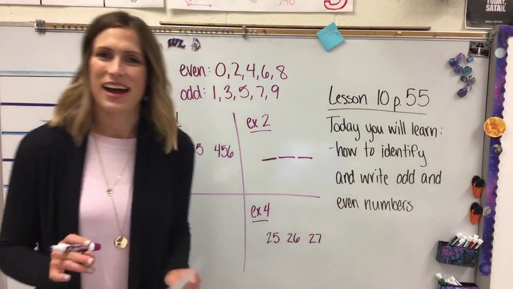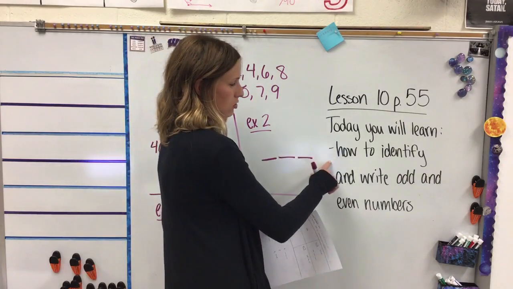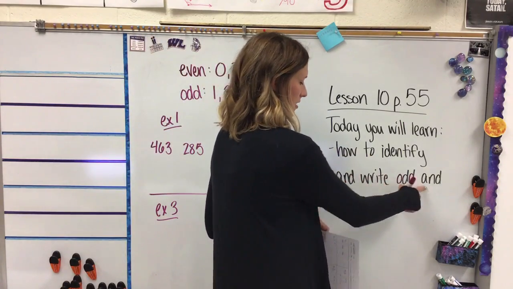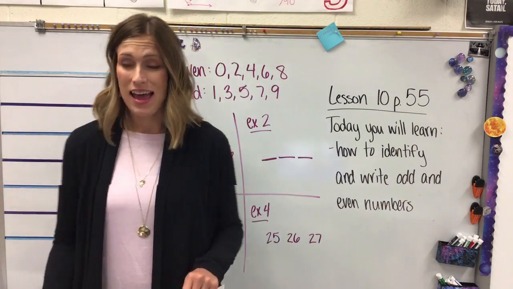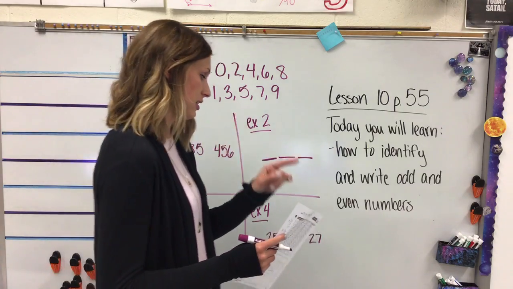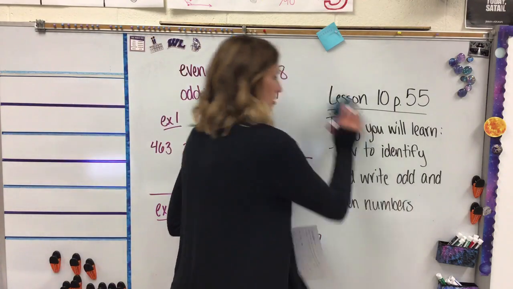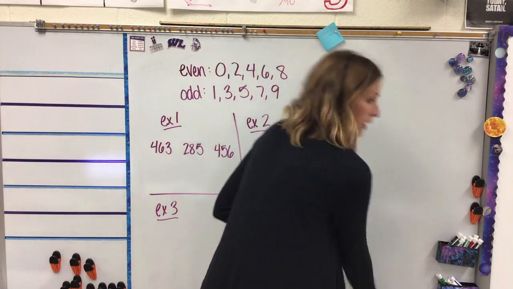Third grade, our new concept for today is odd and even numbers. Today you will learn how to identify and write odd and even numbers. When we look at even and odd numbers, we're just going to look at the last digit. So even numbers are always going to end in 0, 2, 4, 6, or 8.